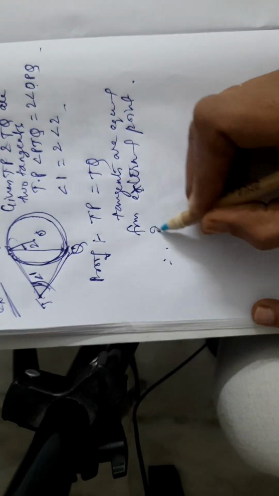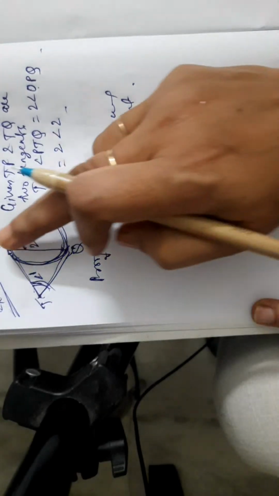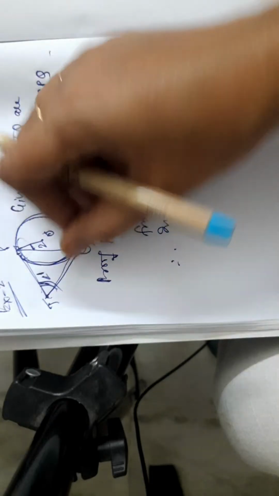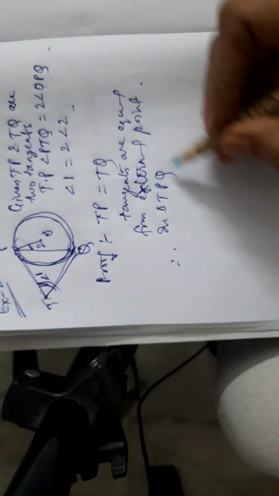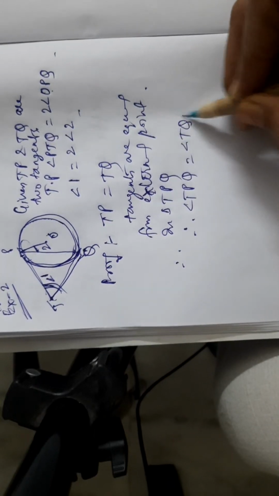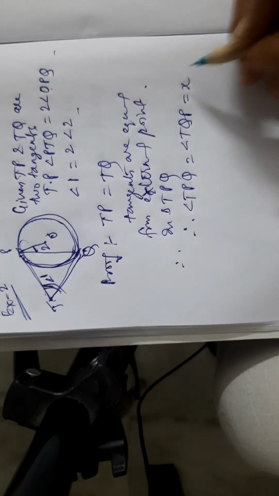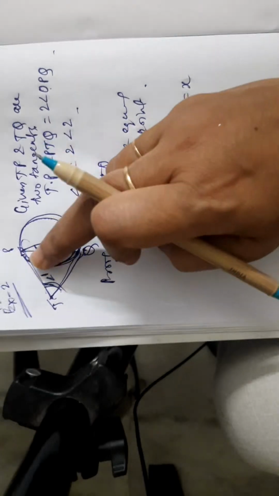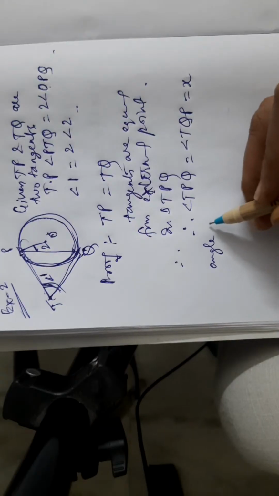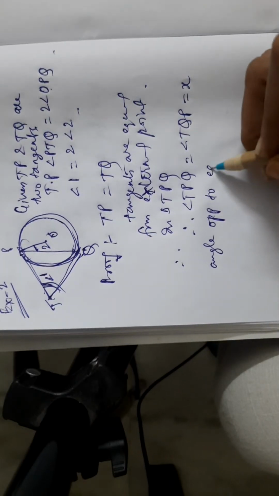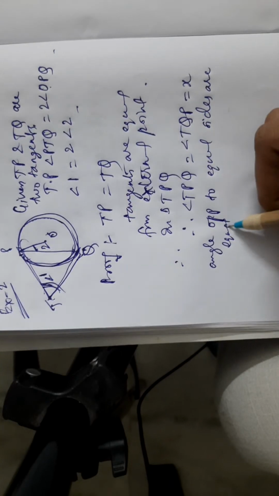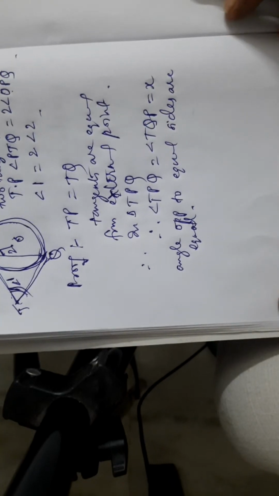Therefore, in triangle TPQ, as these two sides are equal, angle P and angle Q will be equal. Therefore, angle TPQ will be equal to angle TQP. Let's consider them to be x. Both the angles are equal. The reason: angles opposite to equal sides are equal. So we got two angles equal.